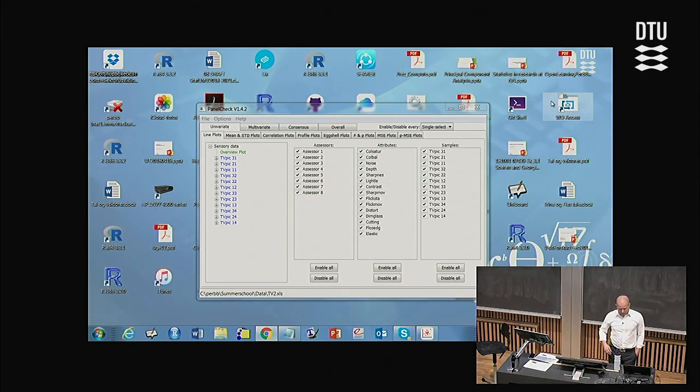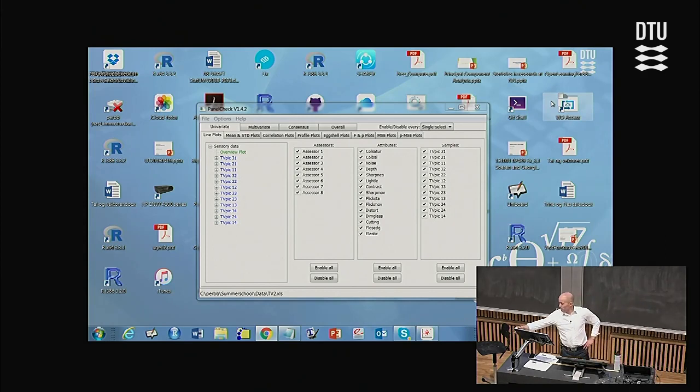I start today with this little snapshot from this computer, since this software is not running here. This is this panel check software. That's not syllabus for use. You don't have to worry about it. It's just part of the story about this analysis of variance business that we were looking into last time and today again.